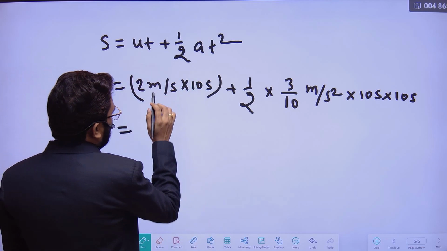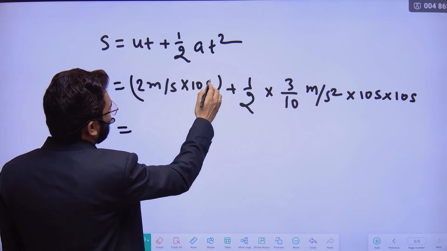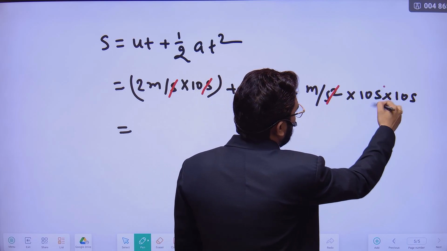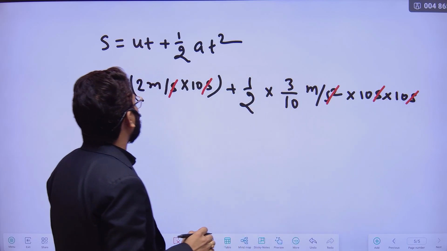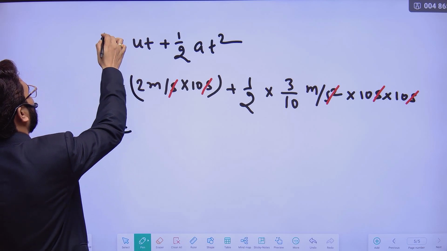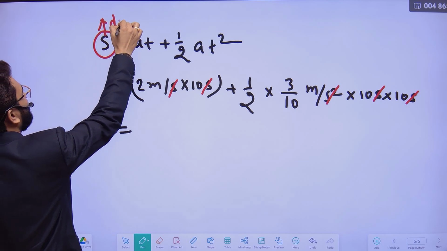So this is very simple. Here the second times second, and here also this second square. Ultimately, we have to find the value of s. S is what? S is distance.